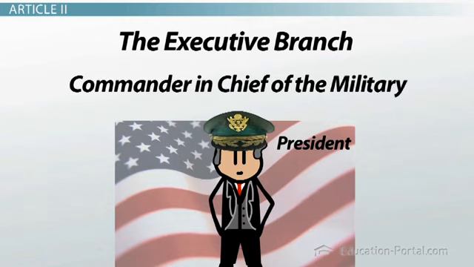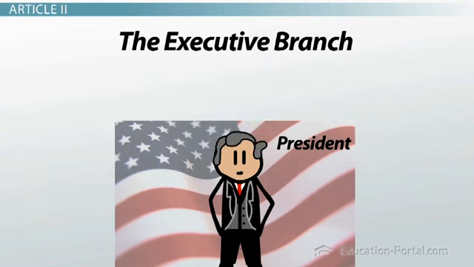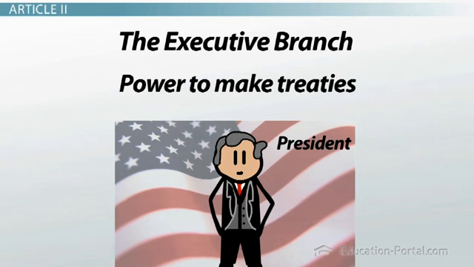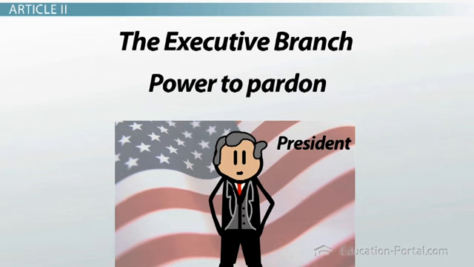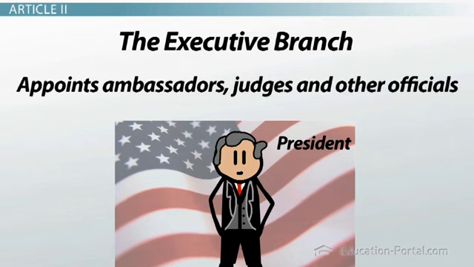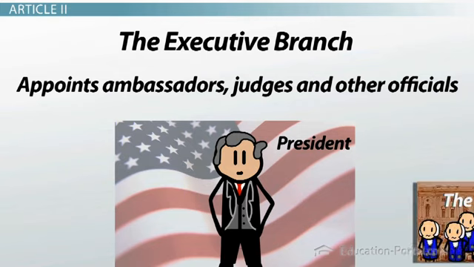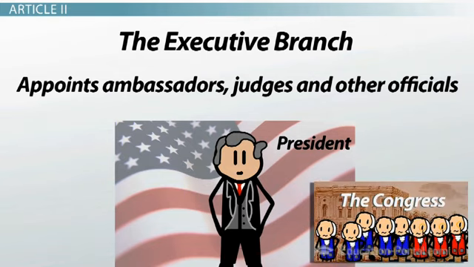The President is Commander-in-Chief of the military, has the power to make treaties with the consent of Senate, has the power to pardon, appoints ambassadors and judges and other officials, but these appointments must be okayed by Congress.